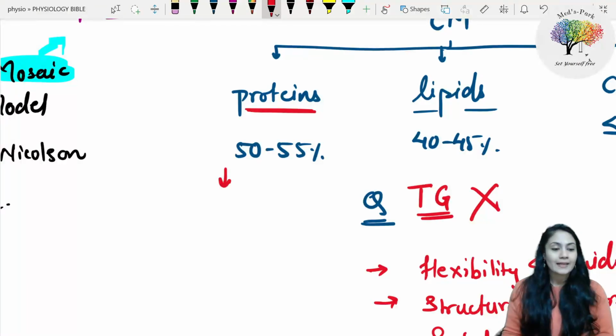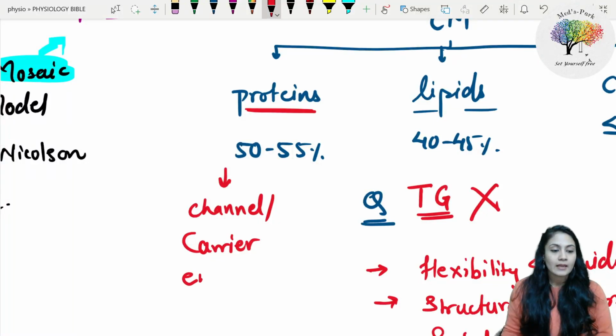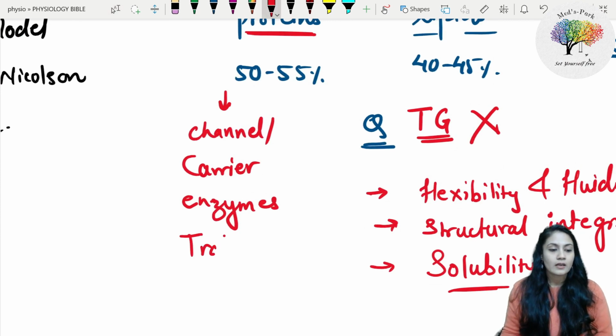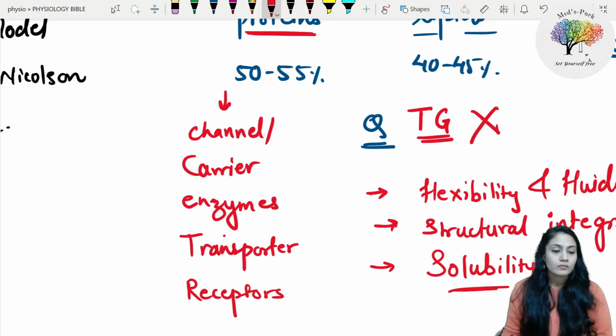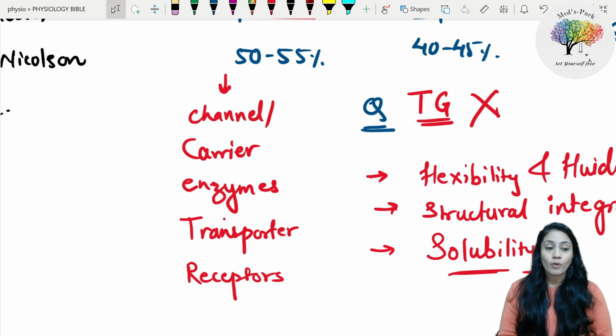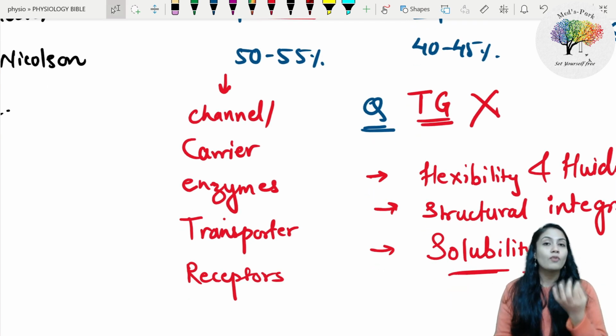They can act as a channel, carrier, enzyme, or transporter. Channel, carrier, enzyme, transporter, what else? They can act as receptors. With the help of all these things, the proteins let water soluble substances have their way into or out of the cell membrane.